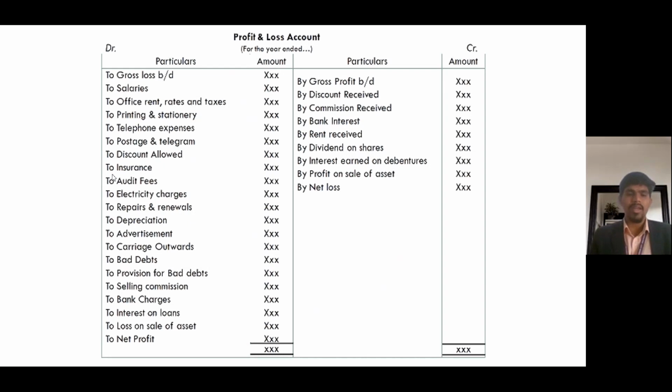In the debit side, what will we record? We will record all the indirect expenses, which indirectly affect the business. And in the credit side, we will record all the indirect income, or non-operating income. So indirect expenses will be called non-operating expenses, and non-operating income as well. So what all will be here? You can see the gross loss brought down. If your business is having a gross loss, then it will be taken to the debit side. If it is a profit, then it will be taken to the credit side from the trading account.